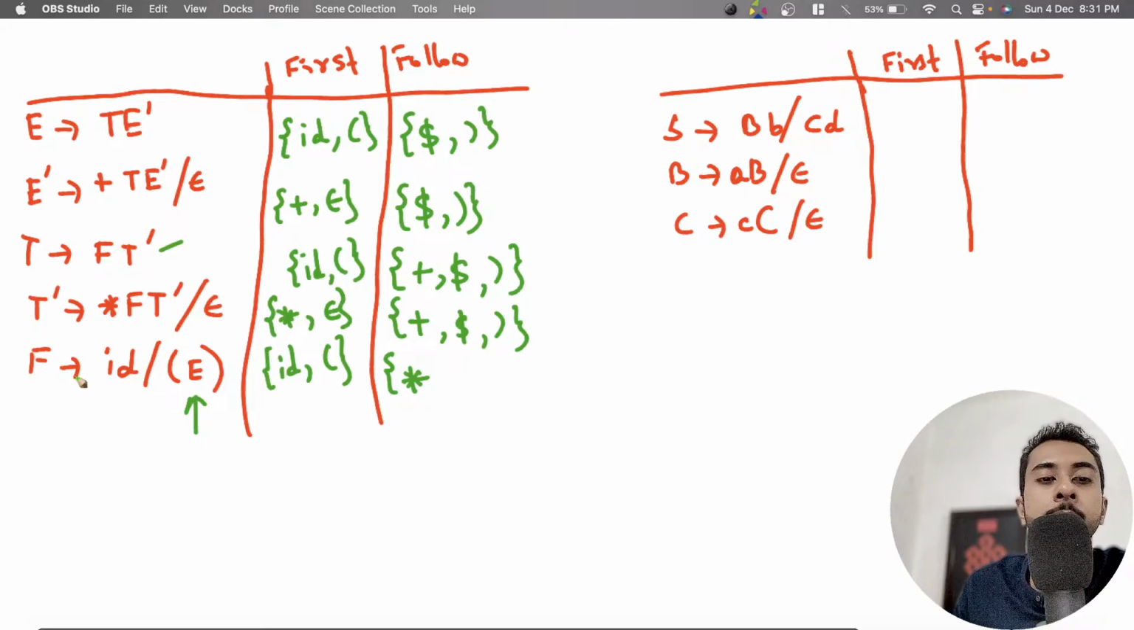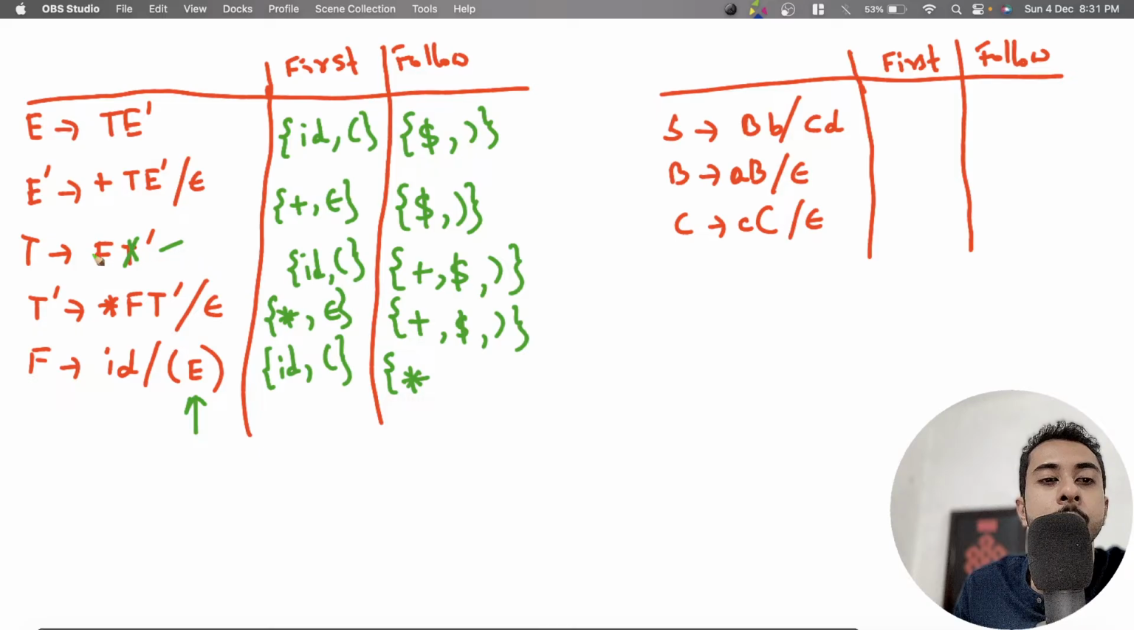Okay, so I'll do it again. So I'm finding out the follow of F, right? Follow of F here is first of T dash. What is first of T dash? First of T dash is star as well as epsilon. So I'll put the epsilon in place of T dash here, so it gets vanished.